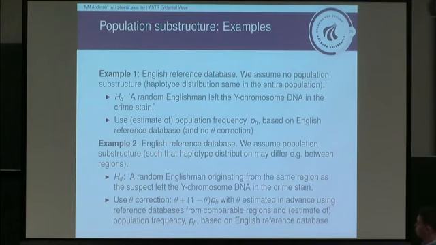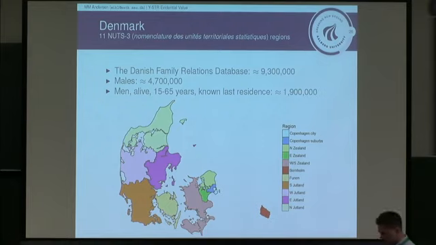But I will move on to an example from Denmark, because we have a Danish family relations database that consists of roughly 9.3 million individuals, both alive and deceased. And we have information about the last residence of these. In this case, because I'm interested in the Y chromosome, I restrict it to men being alive and between 15 and 65 years, and we're down to 1.9 million individuals. We don't have any genetic information on these, we only know where they are.